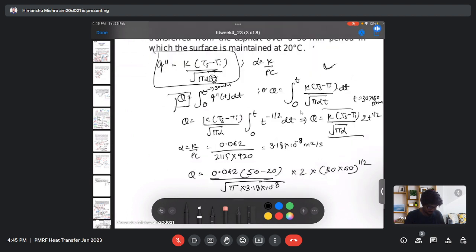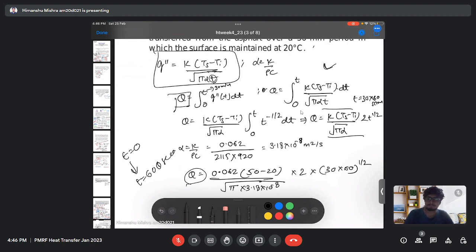So this is the heat transfer from time equals 0 to time equals 600 seconds. There will be heat transfer at time equals 1, at t equals 2, t equals 3. So till 600, this is the overall heat transfer at each subsequent time.